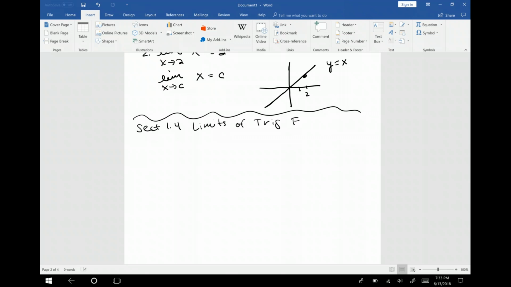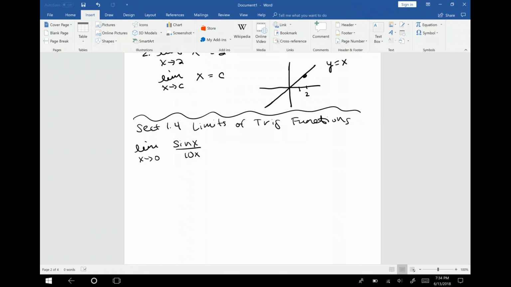Yeah, I'm on page 73. All right, so that one's pretty straightforward. Okay, let's do this one. Let's say we have a limit as x approaches 0 of sine of x over 10 times x.